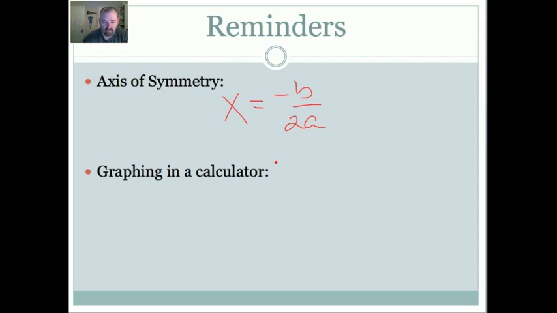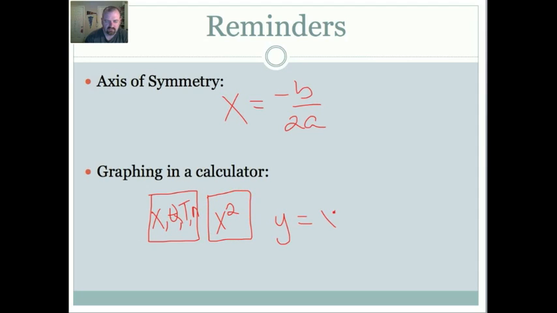We're also going to be graphing on a calculator a lot more today. And remember, when you graph on a calculator, it's all the same, except when you go to put it in, you're going to have that same button. You always put the x, theta, n button. That'll get you the x. But then the second button, to get the squared, make sure you push this button. Okay, that'll give you the y equals x squared. The x and then the squared is what you need there.